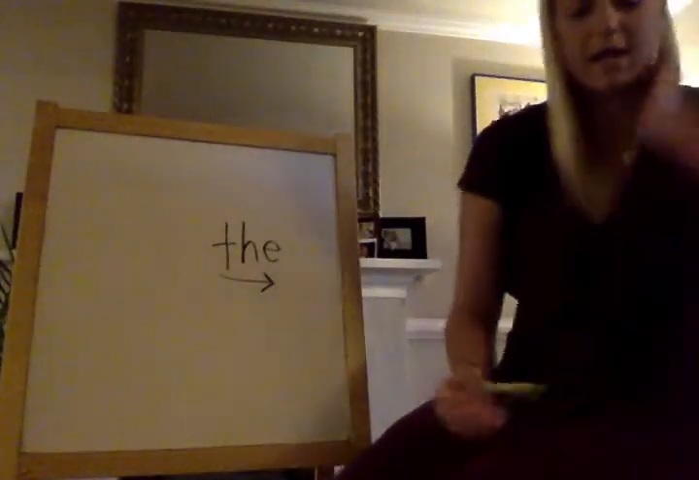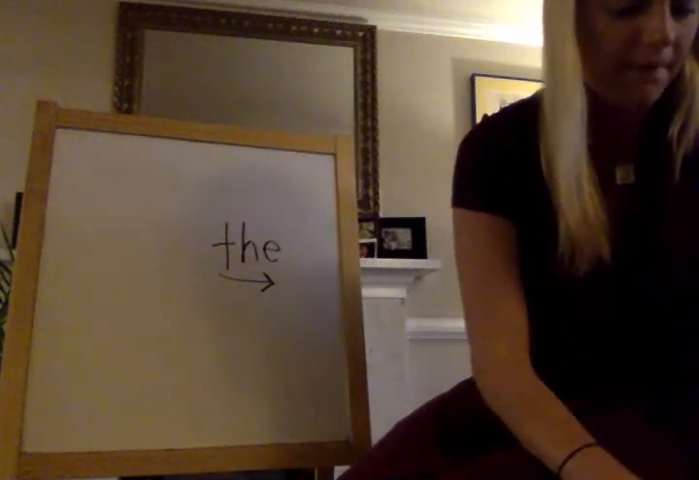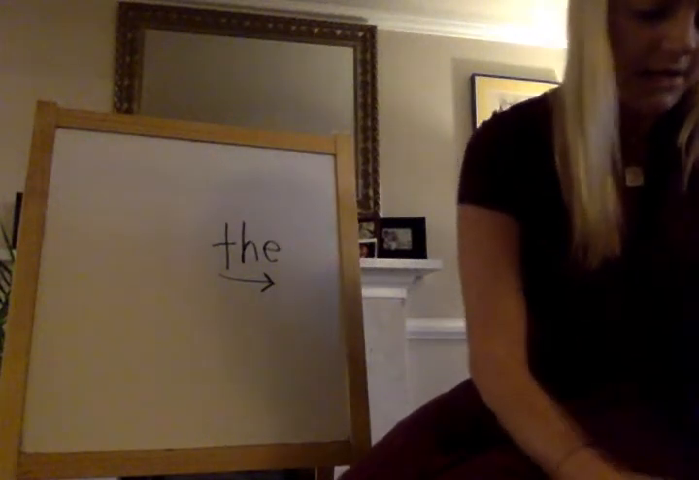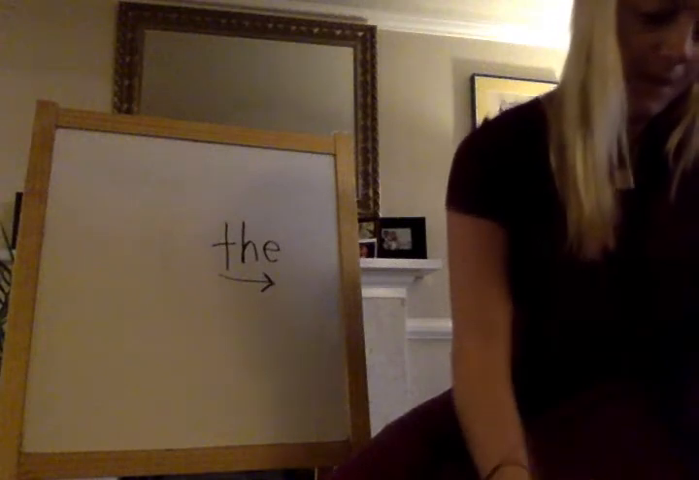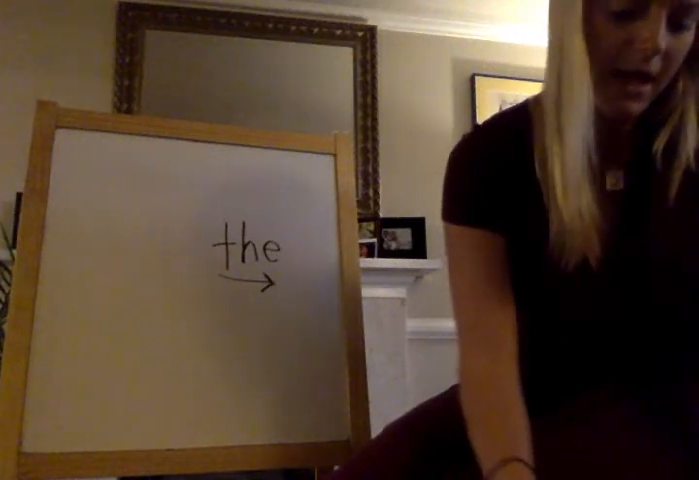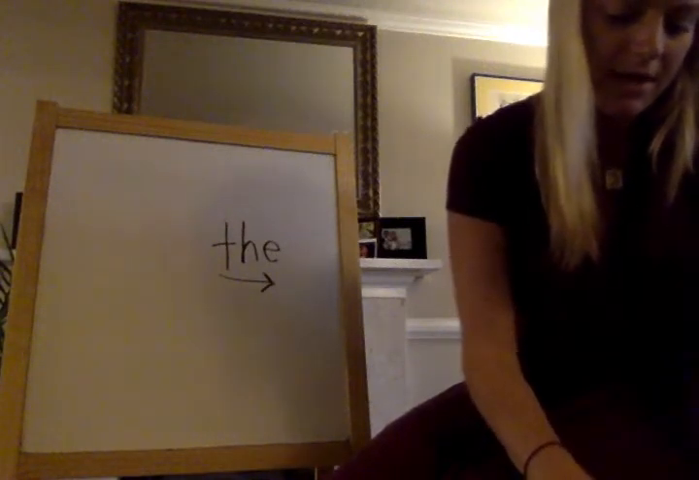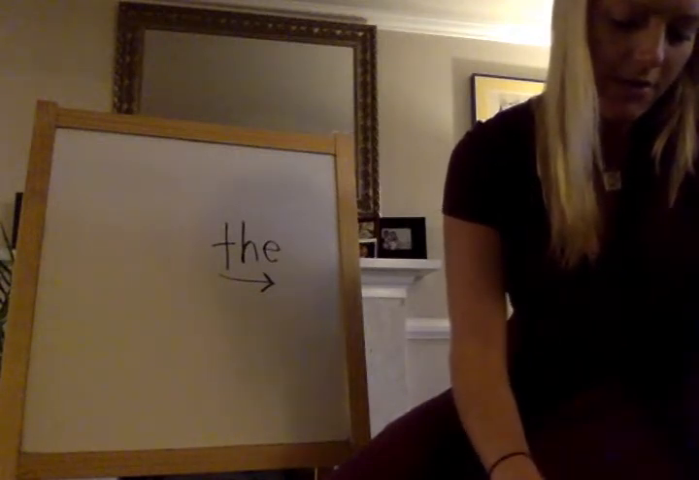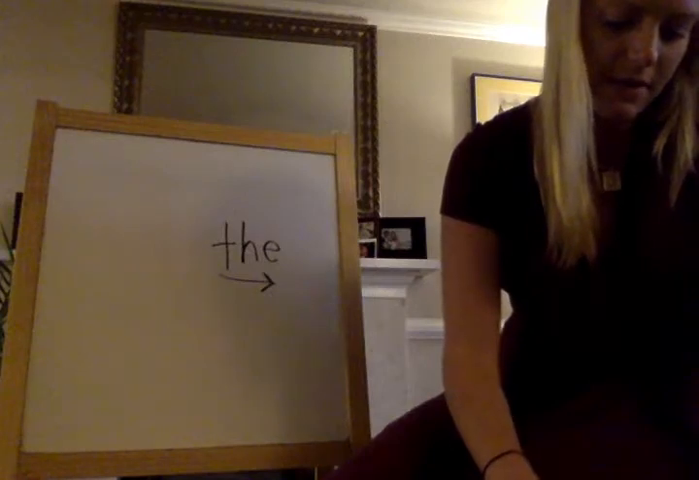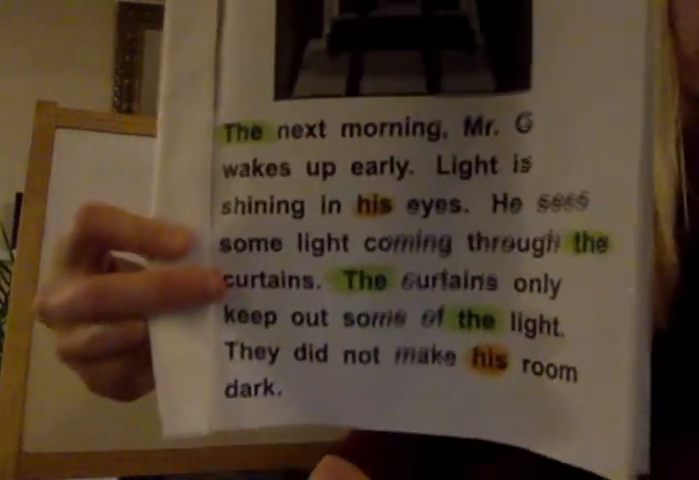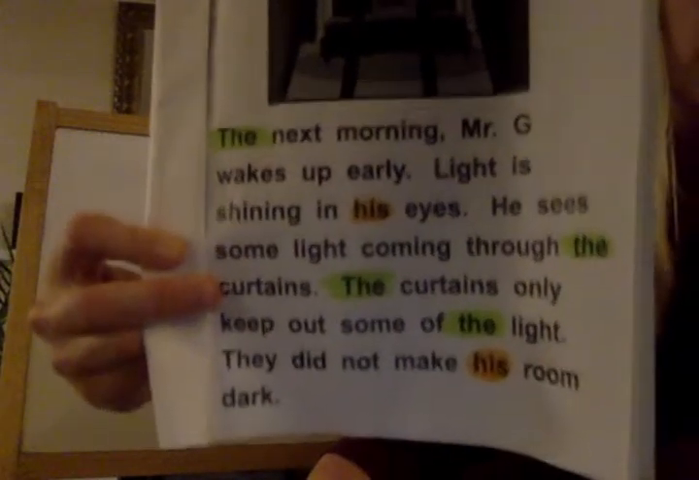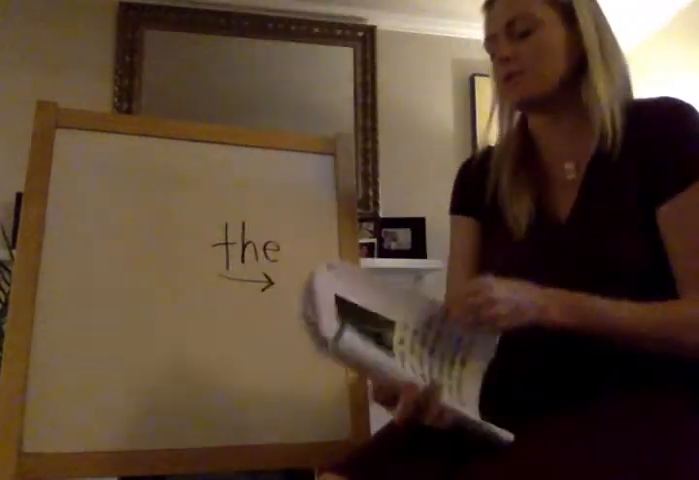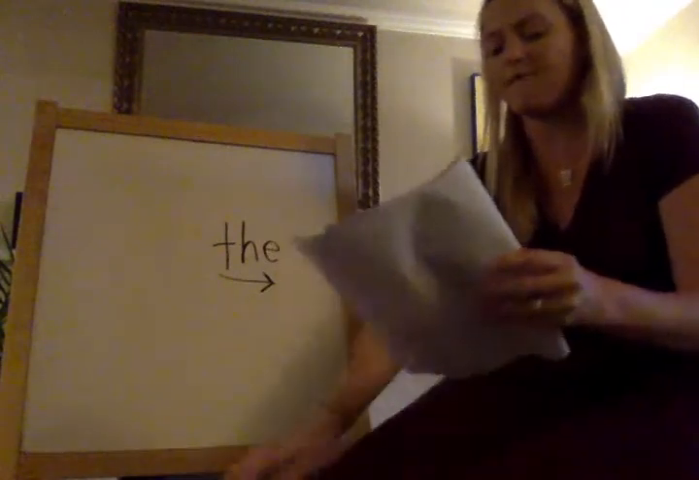Take your crayon and color the word the. 1 time, 2 times, 3 times, and 4 times. I will show you my book, page 6. 1, 2, 3, 4. All right, turn the page to page 7.